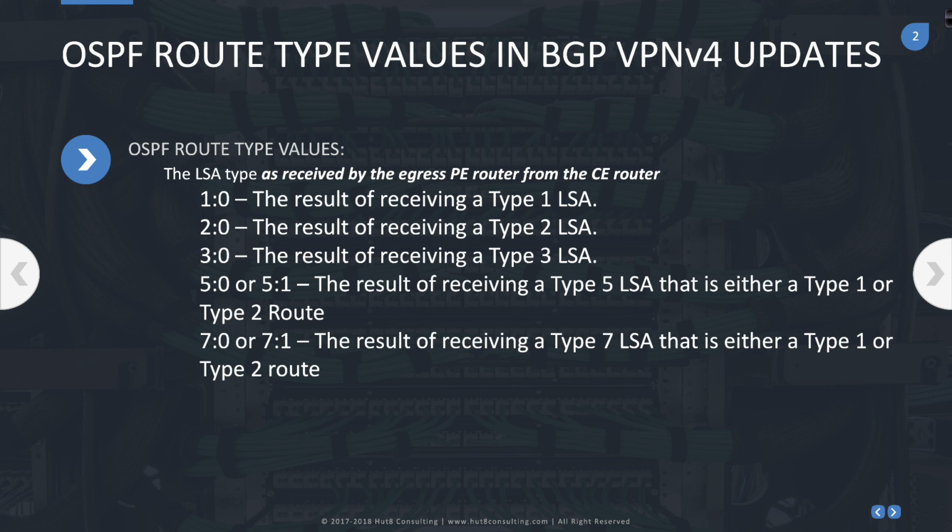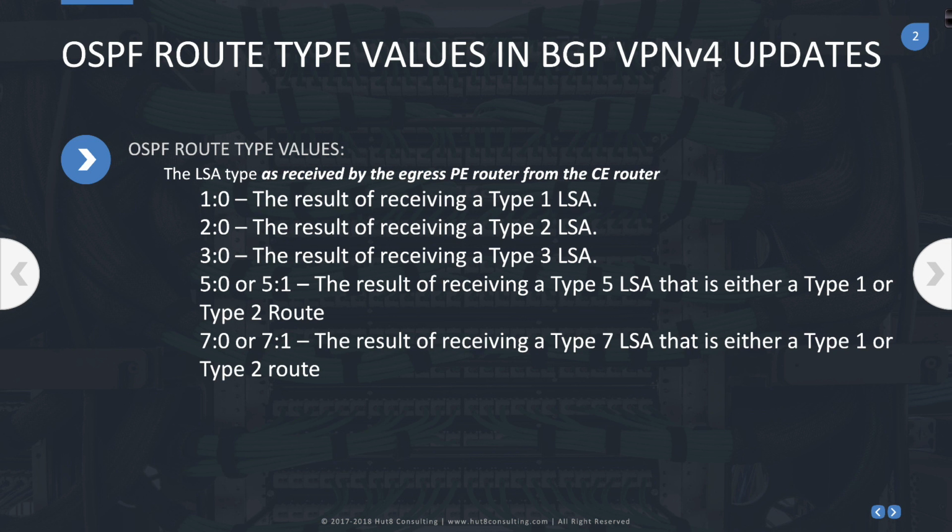When we get to type 5 and type 7 LSA information, the options field counts. So when we see 5:0, that means it's an OE1 or an external type 1 route. When we see 5:1, it means it's an OE2 or an external type 2, right? Type 5 OE2 route. When we see a 7:0, it means it's an N1, so an NSSA N1 route. And when we see 7:1, it means that it's an NSSA type 2 or an N2.